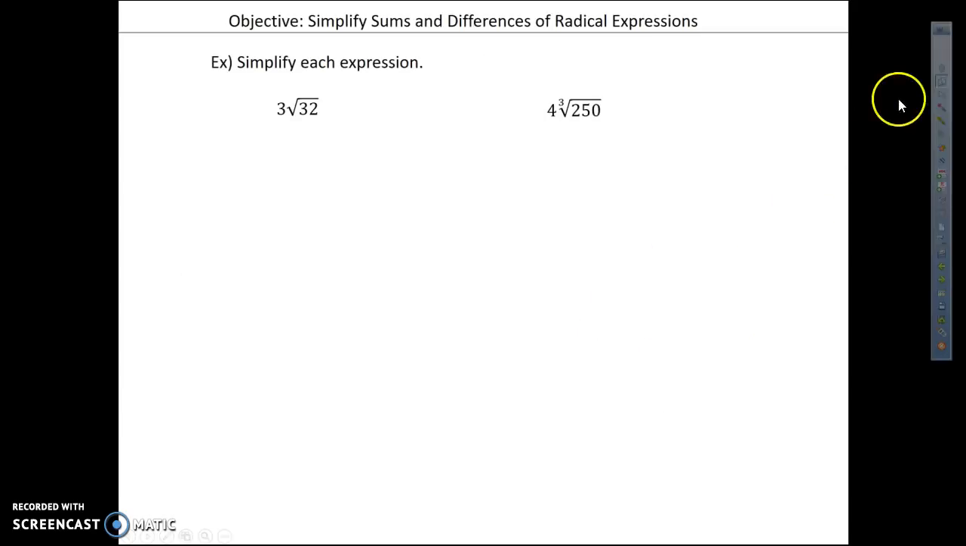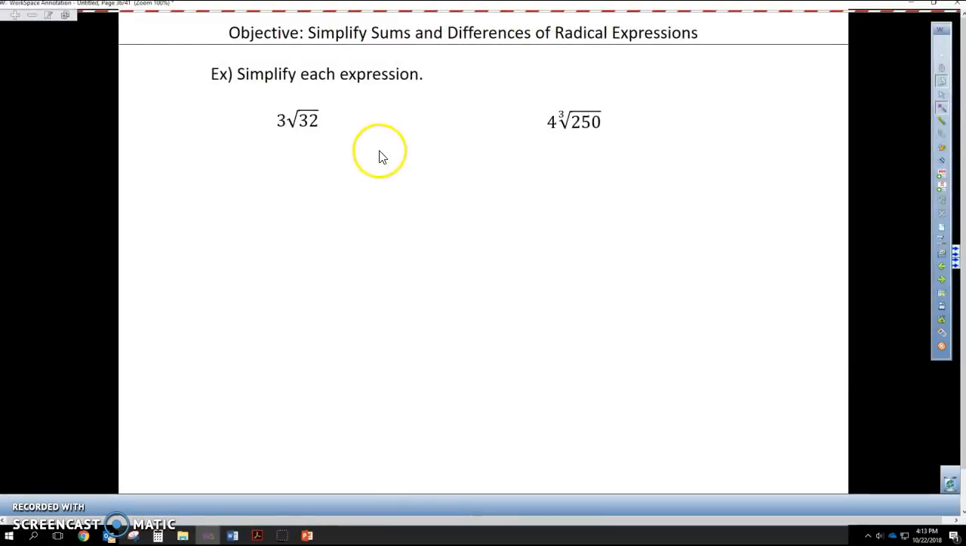Here are the first sets of examples that we are asked to simplify. Now I have 3 square root of 32. Well, 3 square root of 32, this is 3 times the square root of 16 times the square root of 2. And 16 simplifies to 4. So 3 times 4 times the square root of 2. This is, and I actually like to put my equal signs here because they're all equal, 12 root 2.